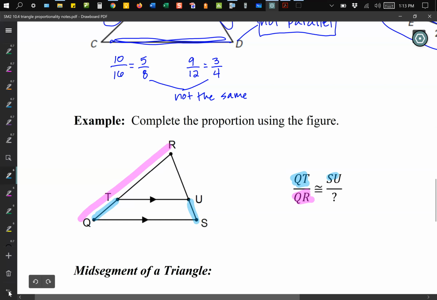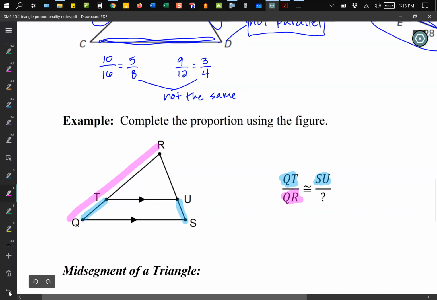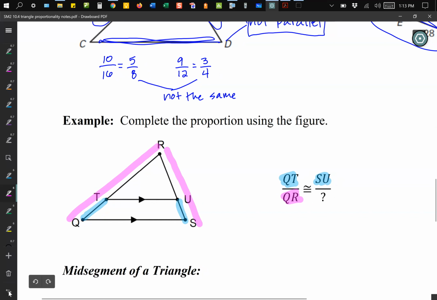SU is the short piece, and the other part of the fraction has to be the part that matches the whole side here, because the bottom of the other fraction was the whole side on the other side. So the whole side there would be SR or RS. So you just look at, if you've got little piece over whole side, the other fraction also has to be little piece over whole side.